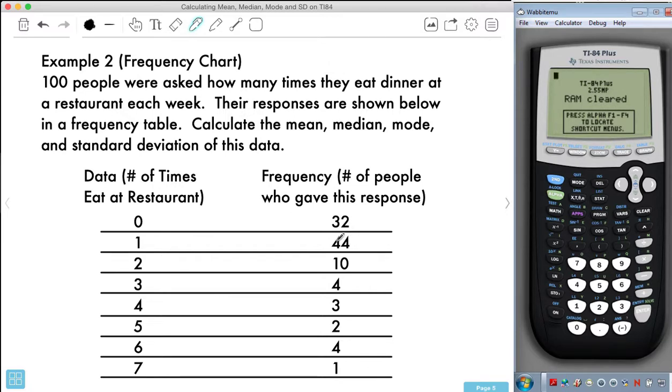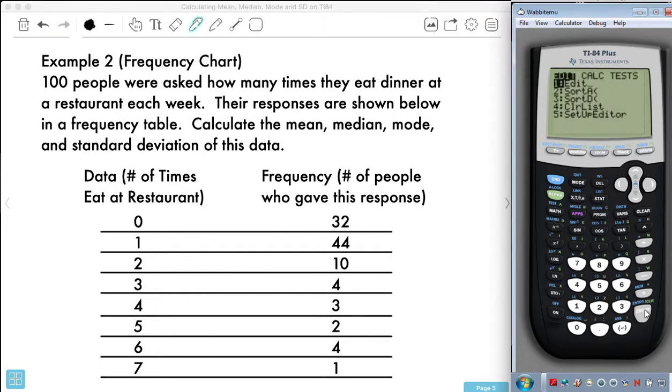If you're not using a frequency table, you'd have to enter the data item 0 32 times, and then 1 44 times, and so on and so forth. With a frequency, we can shortcut this method. So we go Stat, Edit. In L1, put all your data. In this case, it's nice and easy, it's just 1 through 7. And then put your frequency in L2.